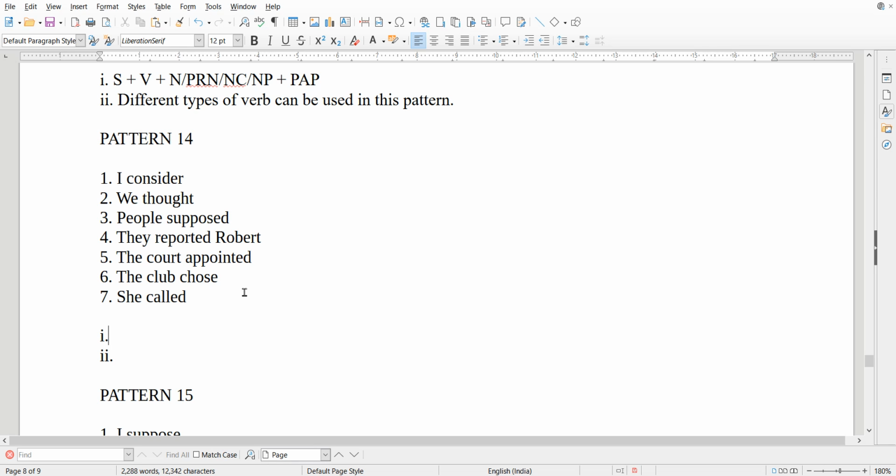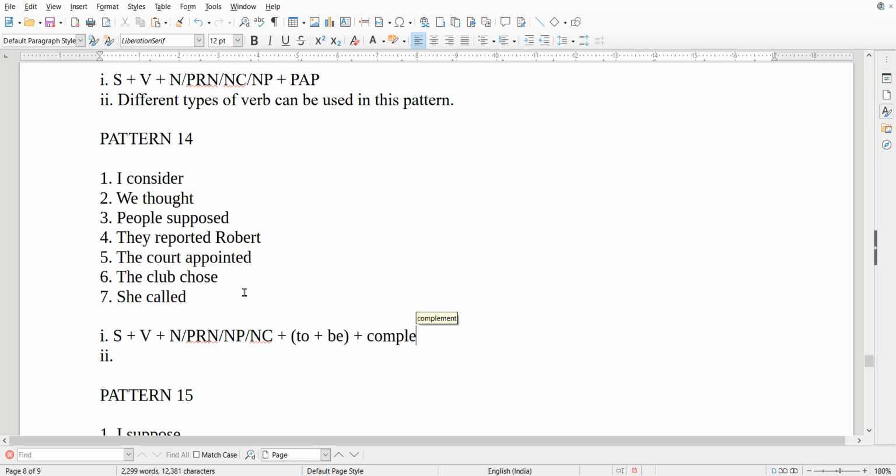The next pattern: subject plus verb plus noun or pronoun plus, optionally, to be, and a complement. The noun or pronoun can be a noun phrase or a noun clause, anything that does the work of a noun, basically. Then optionally to be, and you have a complement.